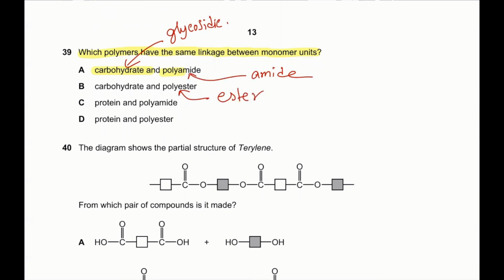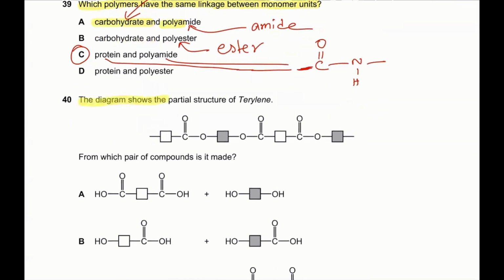Guys, in the case of protein and amide, both of them contain CO, which is bonded with NH. In the case of protein, we call it peptide linkage, and in the case of amide, we call it amide linkage. So C will be the correct answer, guys. Question number 39, C.